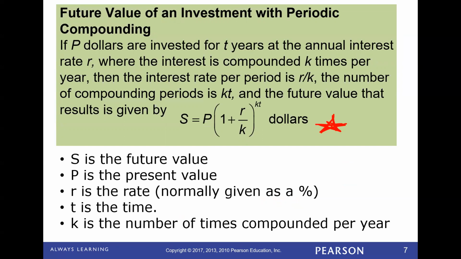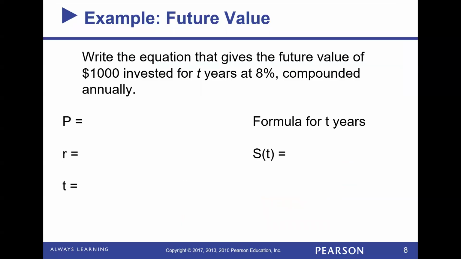So we'll start with a very basic word problem. Now they will get a bit more complicated as we move into the other ones. So we're going to write an equation that gives the future value of $1,000 invested for T years at 8% compounded annually. Okay, so understand we're looking for the future value. So that right there told me, oh, right, future value means this formula that looks like this.